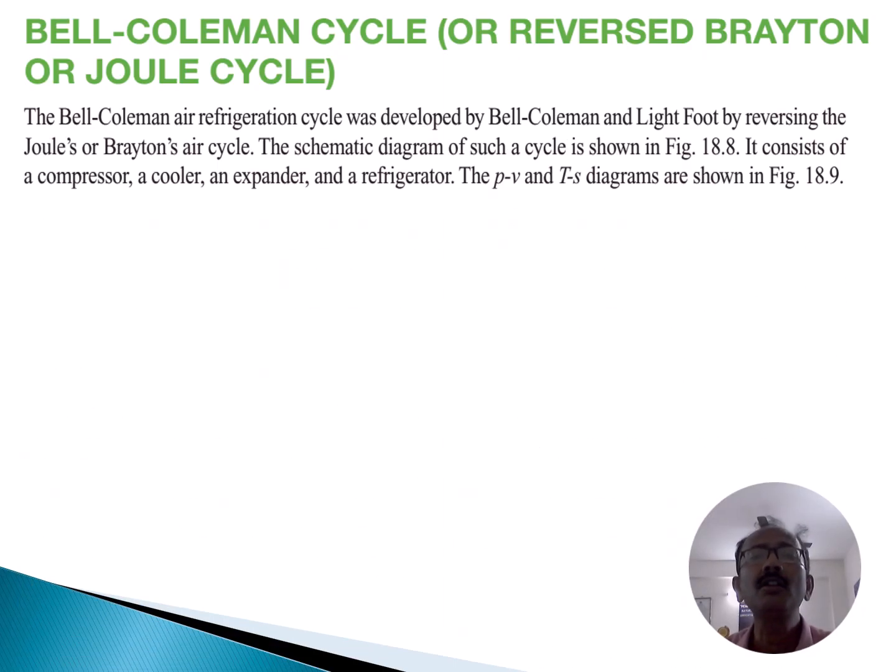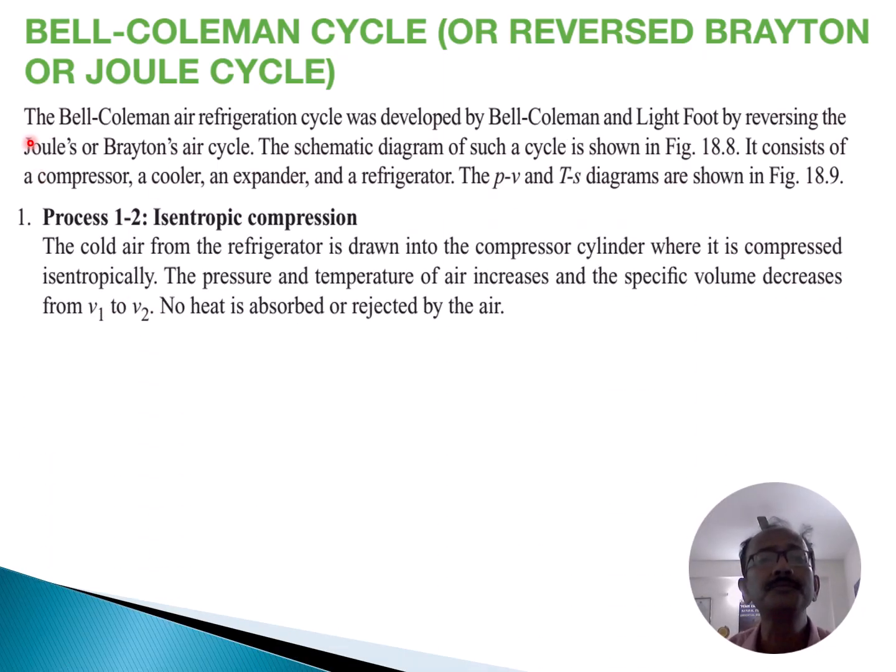Now the Bell-Coleman or reversed Brayton cycle is also called the Joule cycle. So Bell-Coleman cycle, reversed Brayton cycle, and Joule cycle, these three are the same. The Bell-Coleman cycle was developed by Bell-Coleman by reversing the Joule or Brayton cycle. The schematic diagram of such a cycle.